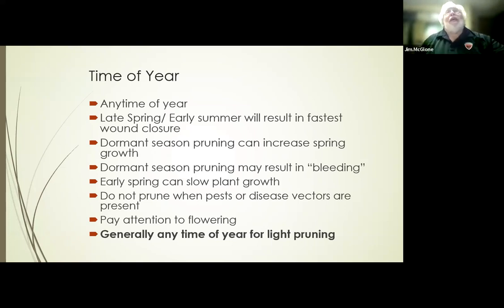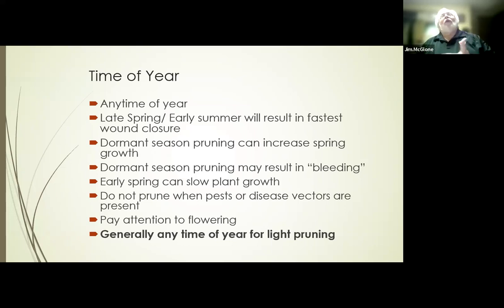There are some trees like maples and birches that you don't want to prune during the dormant season because you've created a relatively new wound, and when the sap starts to flow, they're going to bleed. There's going to be a lot of sap coming out of those wounds. That doesn't really hurt the tree, but it doesn't look good.